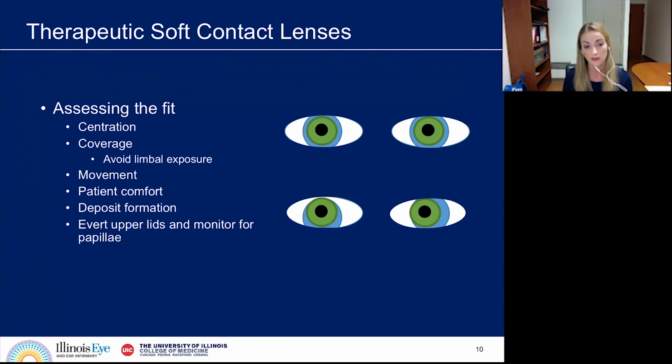That information gives us an idea of if we should just change the base curve or if we should change the material altogether. Deposit formation, there are some lenses that may cause deposits for patients. Sometimes I'll switch straight to another brand. In other cases, I may just shorten that extended wear period as well. And then for every patient, I do evert the upper lids and monitor for papillae.